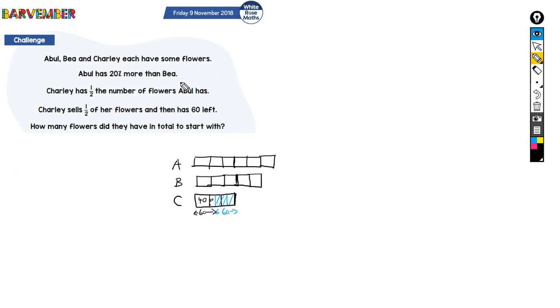Right, what are we being asked? How many flowers did they have in total to start with? Okay, so to start with, Charley had all of this amount. So how many equal size blocks are there? So Charley had 1, 2, 3, then 4, 5, 6, 7, 8, 9, 10, 11, 12, 13, 14.